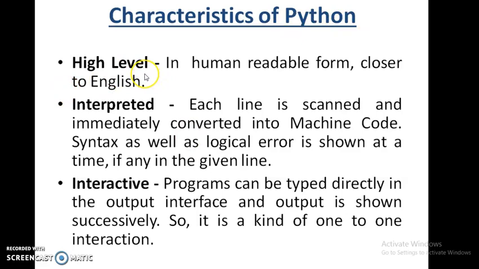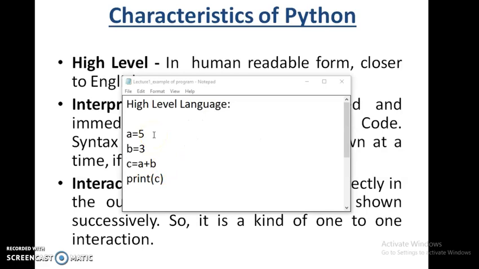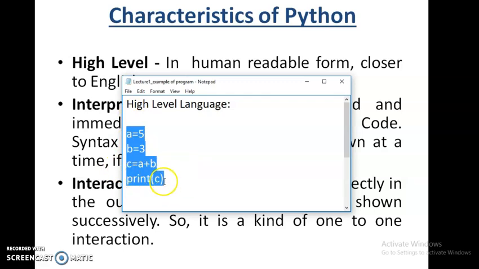Characteristics of Python. First, high level. What does high level mean? High level means Python is written in human readable form, that is closer to English. It means the Python programming language uses English-like keywords or English alphabets, as we have seen in our first lecture. This is an example of a high level language program in Python. This is a very basic simple Python program to add two numbers and print their addition. See, all these terms are very much readable for a human, and all this uses English alphabets, numbers and keywords. Hence, this is a high level language program.